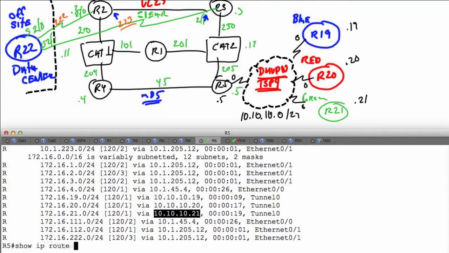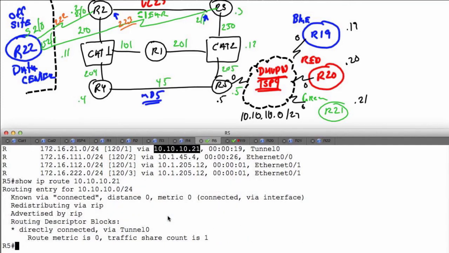Show IP route 10.10.10.21. How do I reach that interface? Well, it's connected, so it's via a connected interface, and it's connected via tunnel 0. Now, when I look at this, what's happening here is I'm not learning any prefixes from any of my other neighbors, R20 or R21.